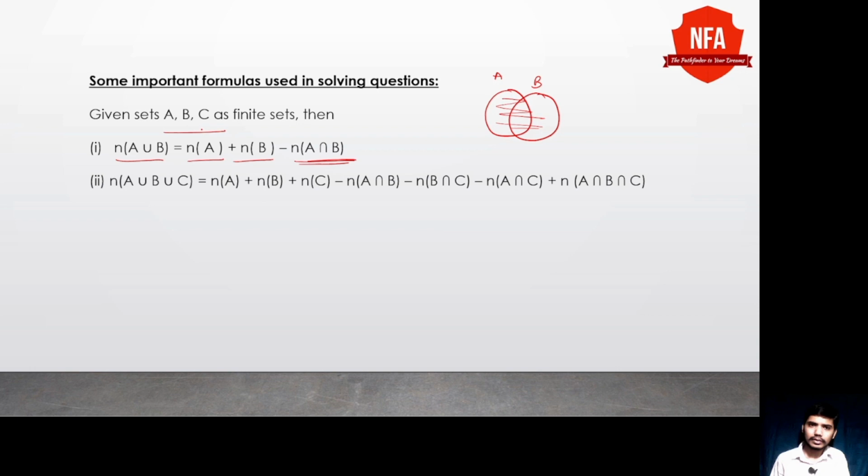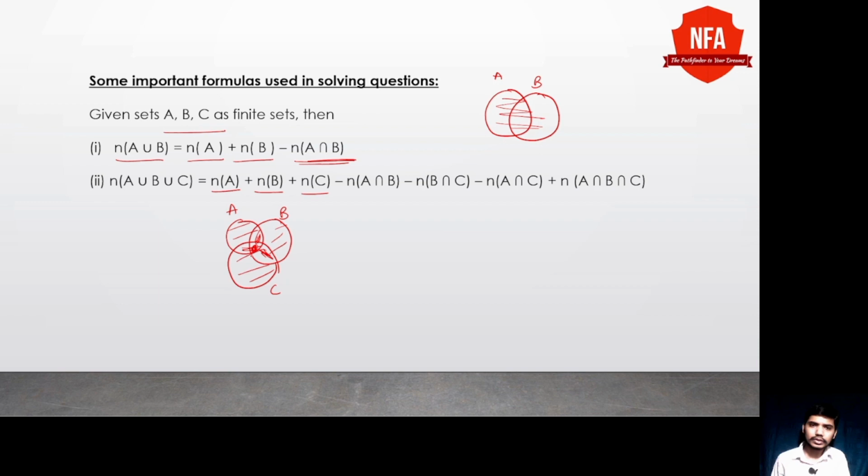A similar formula exists for 3 sets. We have set A, set B and set C. Then the number of elements in the union of all these 3 sets, which will be the complete region, will be equal to the number of elements in set A plus set B plus set C, and then subtracting the overlapping elements from this region, then this region, then this region, and then adding this region's elements, which is A intersection B intersection C, so that we can recover the one lost region.